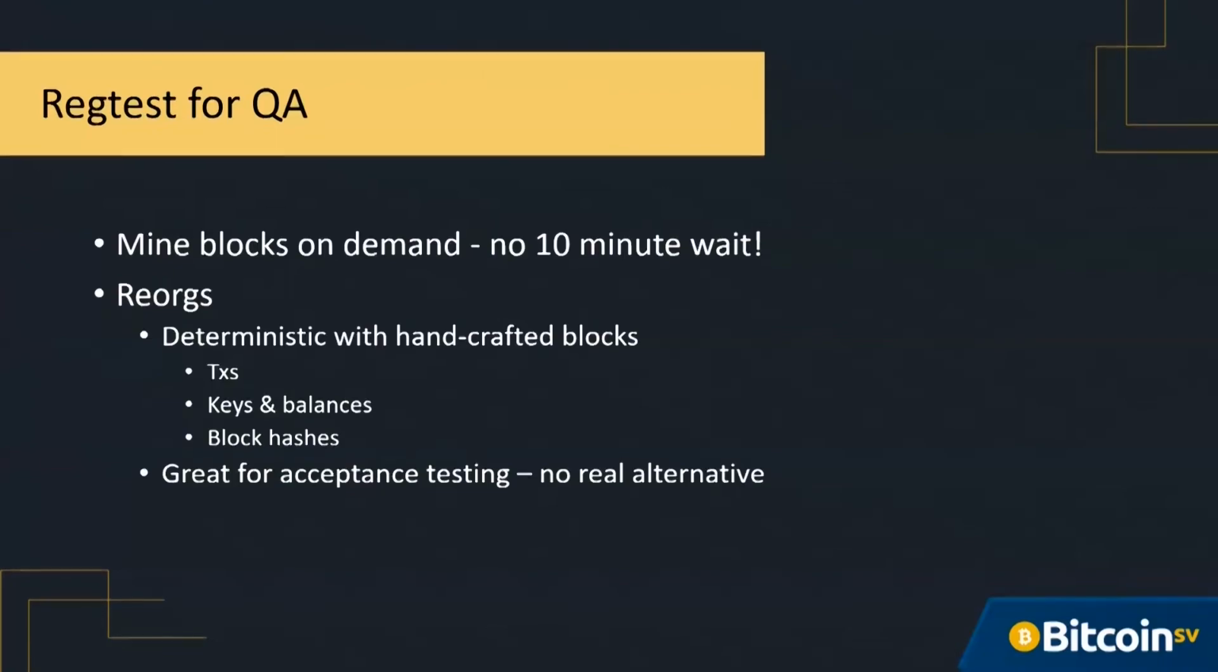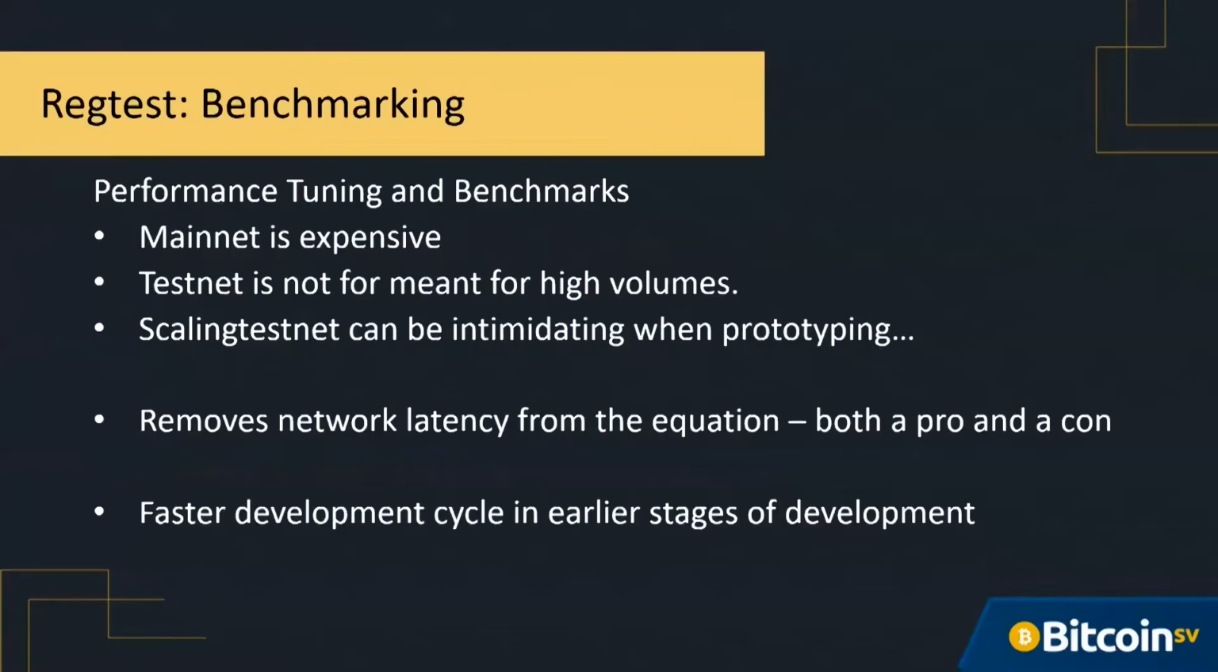And so that lends itself very nicely to acceptance testing, and if you're willing to do the work, you can add that to your CI/CD pipeline. And the other aspect is for benchmarking. If you're doing high throughput testing, mainnet is too expensive. Test network is not really meant for high volumes. It's designed for servers running on weak hardware, and the scaling testnet can be a bit intimidating if you're still prototyping.